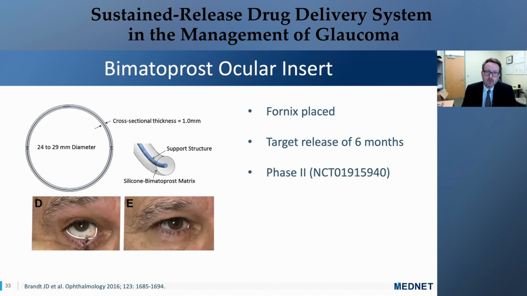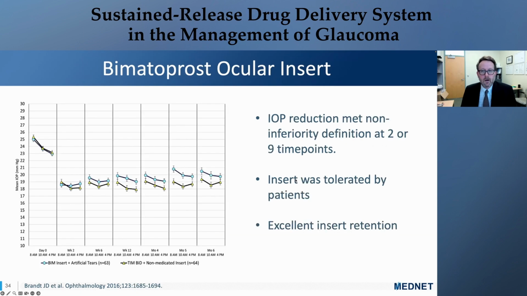In phase 2 clinical studies, a different approach was taken. It's the bimatoprost ocular insert, which is a ring that is placed within the fornix by a provider. It's a ring that sits in the upper and lower fornices, and once it sits in there, you can see one aspect of it, but the rest of the implant is just under the fornices and in place. Its target release was over 6 months, and it was evaluated in a phase 2 study.